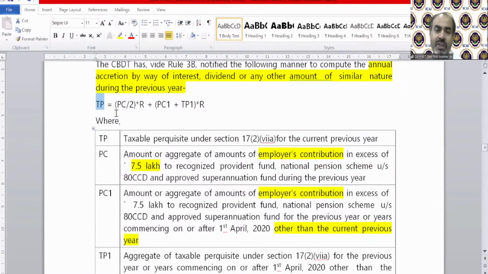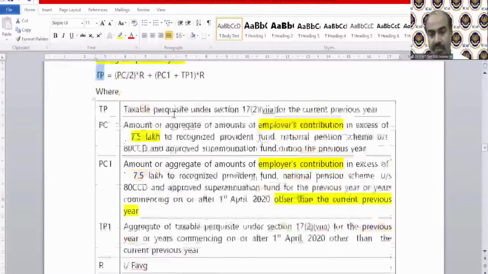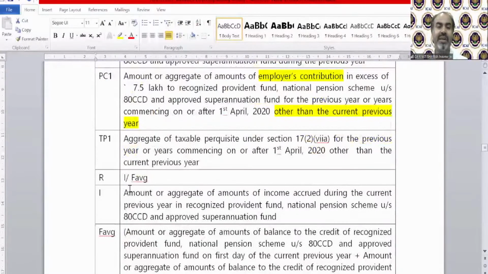So now we know what PC is: the current year contribution exceeding 7.5 lakh, divided by 2. We know what PC1 is: the last year contribution exceeding 7.5 lakh. TP1 is the last year perk value. Now we are left only with the meaning of R. R is I upon F average.